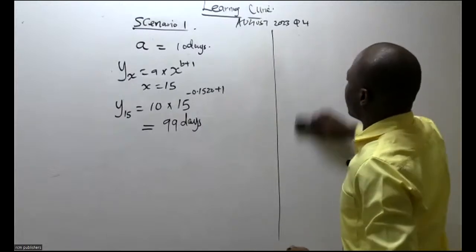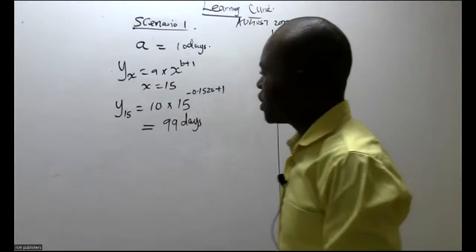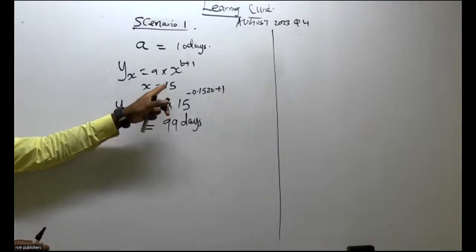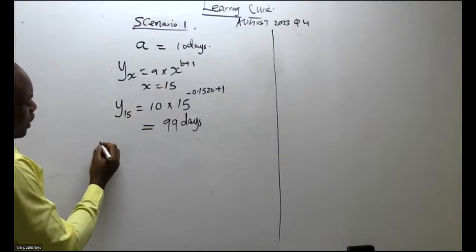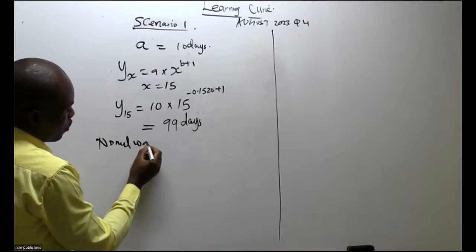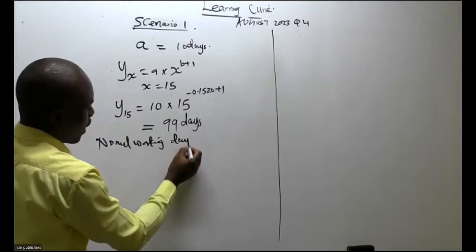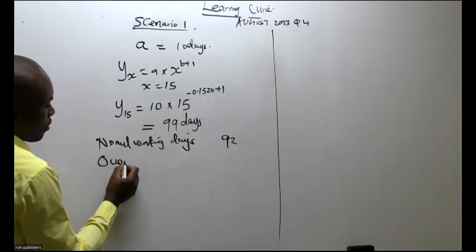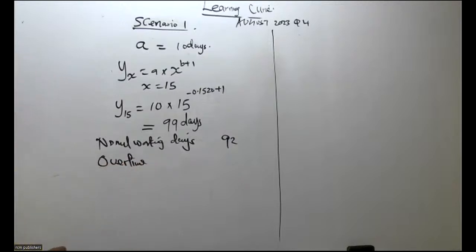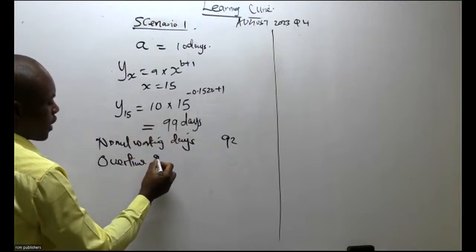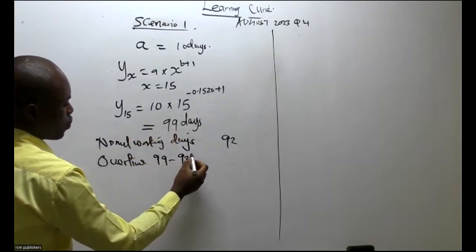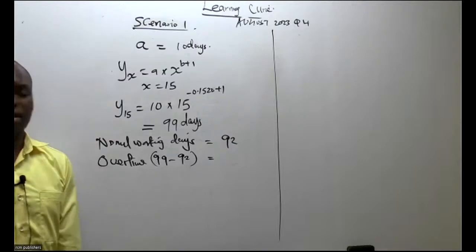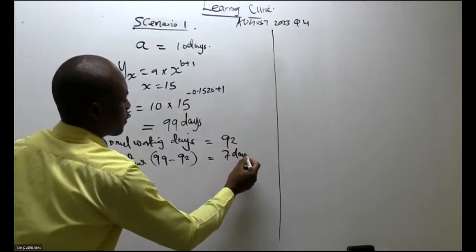Good. I want us to identify some interesting things here. This is the total time they are going to take to assemble how many buses? 15. Now, the normal working days, as per that question, we are told is 92. Overtime: we are told what will the overtime be? The total number of days they need is 99. Normal working days are 92. So what will the overtime be? 7 days.